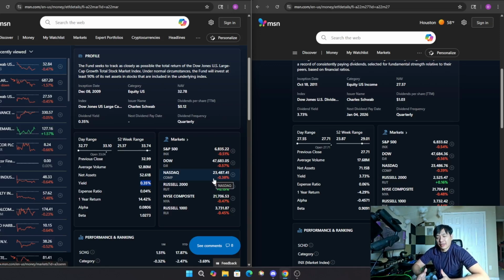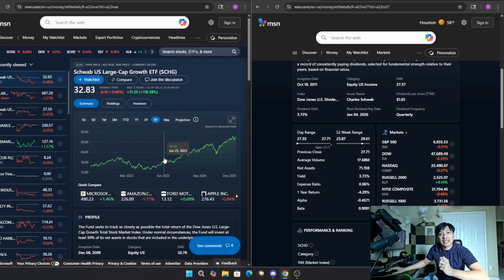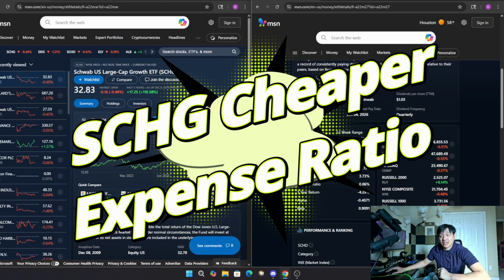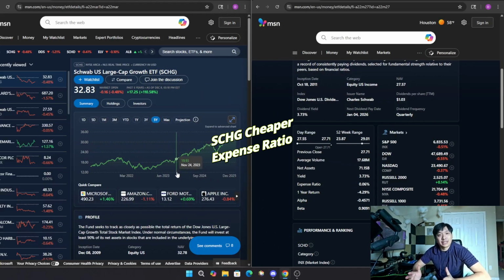Yes, it's not a big difference, but some ETFs charge you 1%, 4%, 10%, and this is where you have to compare. Just because the growth of the company is better overall, they might be charging you more in expense ratio. And SCHG, I'm sorry, is 0.04% compared to 0.06%. So which one has a cheaper expense ratio? The winner is SCHG. So that's the first thing I look at, the expense ratio.